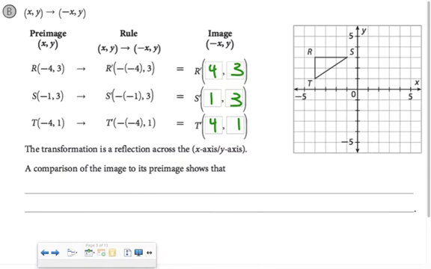Let's graph that as well. R prime located at 4 comma 3. S prime at 1 comma 3. And T prime at 4 comma 1.